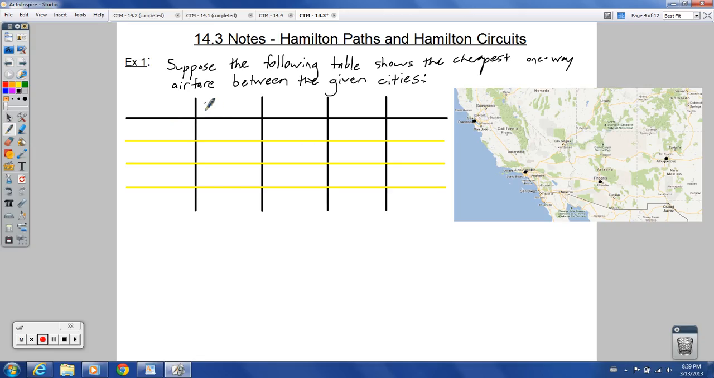So let's put up here Los Angeles, Phoenix, San Francisco, and Albuquerque. And then over here, same cities. After Los Angeles, I'm going to put an L. That will stand for Los Angeles. After Phoenix, I'm going to put a P. San Francisco will be an S. And Albuquerque, there we go, will be an A.